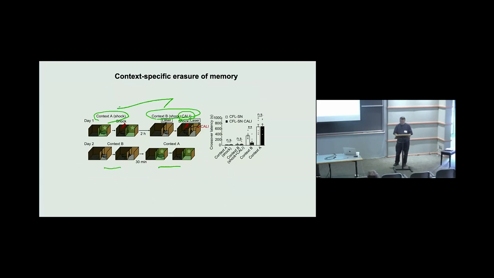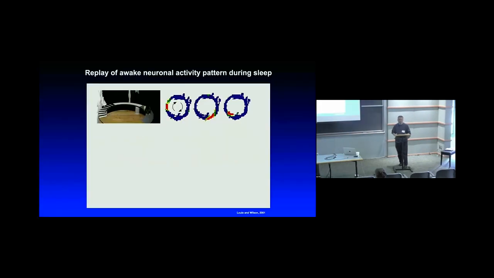What we can see is that in context A, where we didn't do illumination, the memory was formed in both groups. But in context B, there was significant impairment, erasure of memory, only in the illuminated group, but not in context A. This indicates that by using this light, we can erase context-specific memory. So it looks like we can use this method to erase memory in an intact animal.